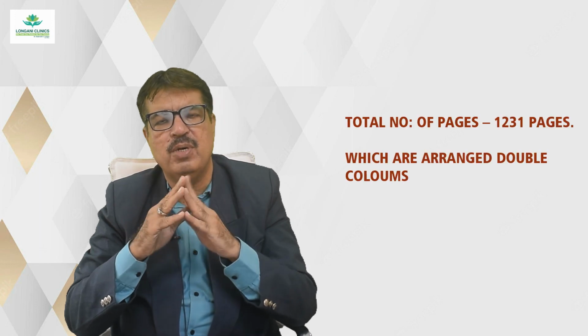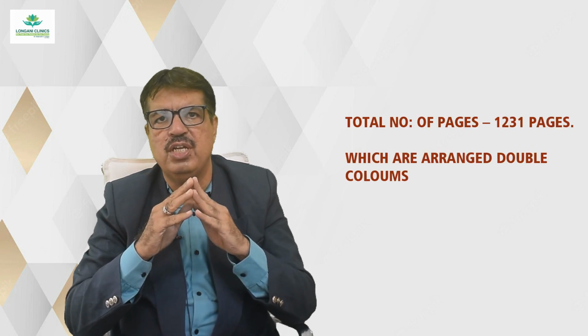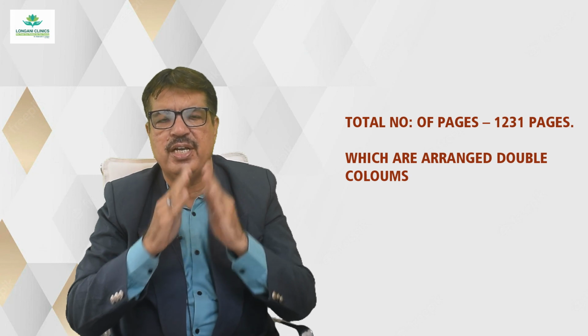Later, an index was prepared by Dr. Tiwari, where he gives the total number of remedies represented in the repertory to be 442. But originally, this book contains 489 remedies. The total number of pages is 1231, which are arranged in double column.